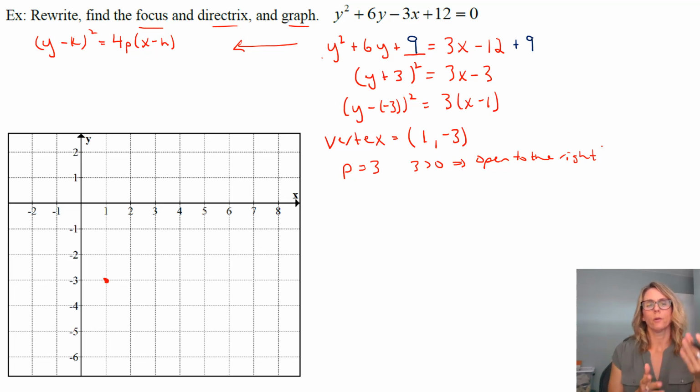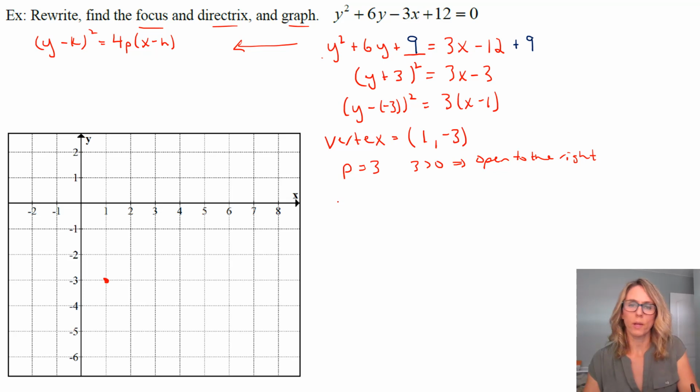In the other version with the vertical parabolas, if p is positive, it's going to open up. If p is negative, it'll open down. So, remember those things? Okay, so we have our vertex, we have p.